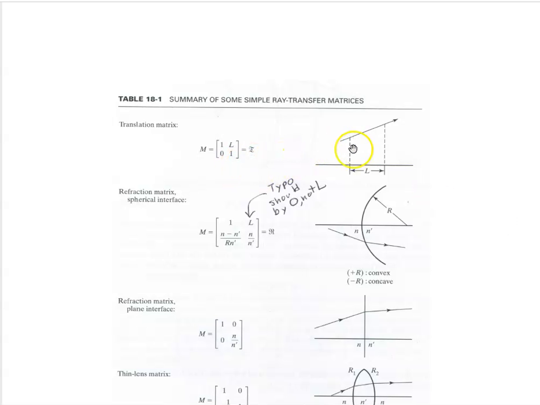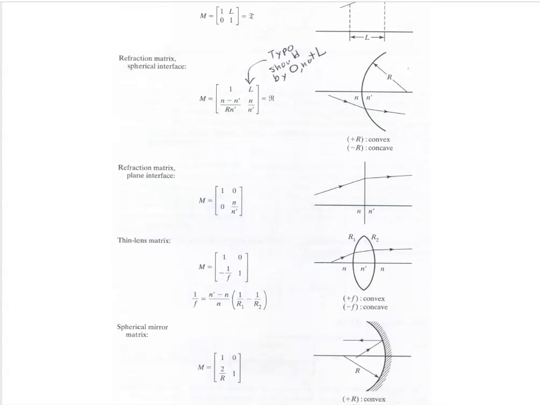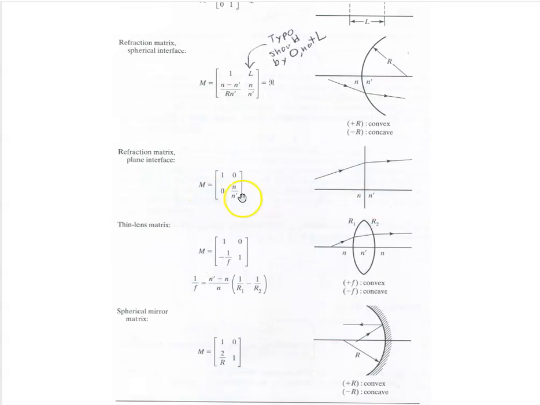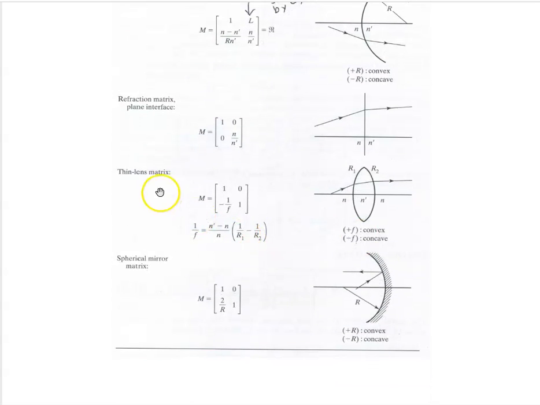This is just translation over a distance L. This is one of the first ones that we did, the refraction at a planar interface. You don't really need this once you have this one, because you just let R go to infinity, as we've seen. And this is the optical transfer matrix for a thin lens, and f is the usual thin lens focal length.